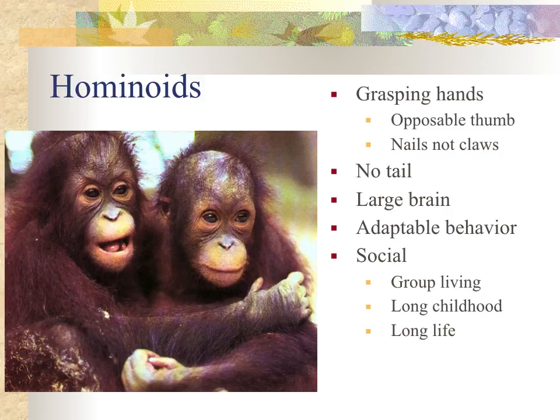These are orangutans, the apes like chimpanzees and gorillas, and they have, like us, grasping hands, but with opposable thumbs, but they also lack claws, and instead they have fingernails. The hominoids are primates that have no tails. And even among the primates, they have the largest brain and the most adaptable behavior. And they have social characteristics. They live in groups like us, having a long childhood and a very long life.